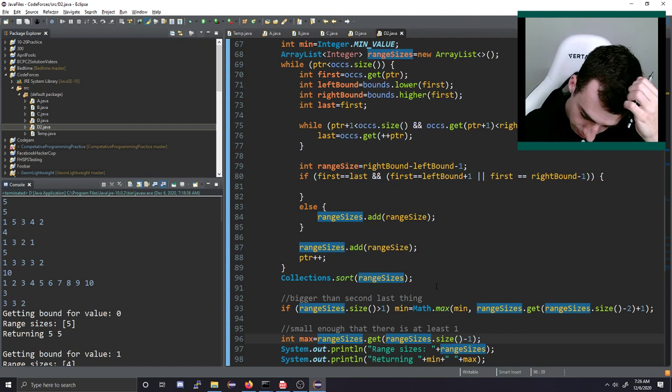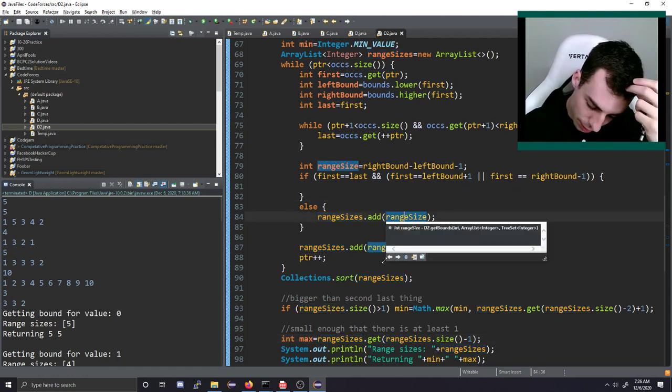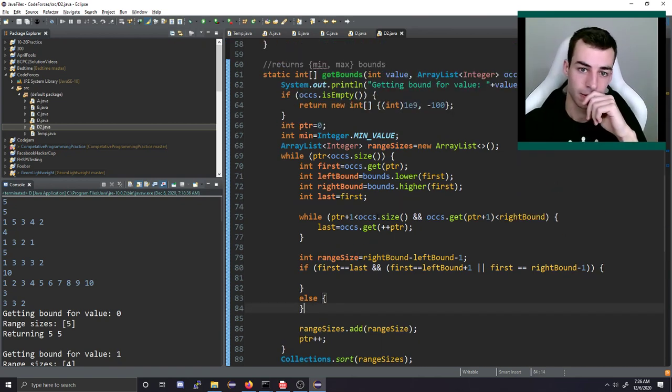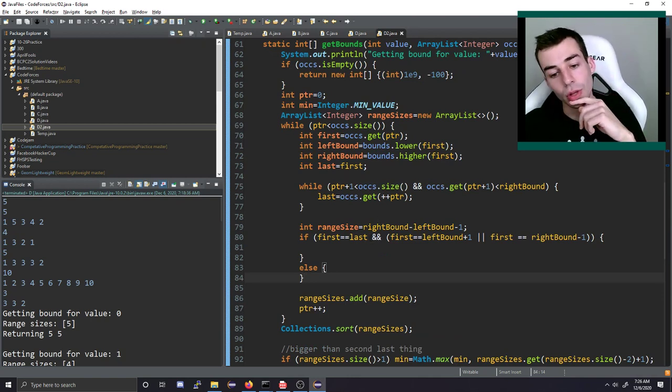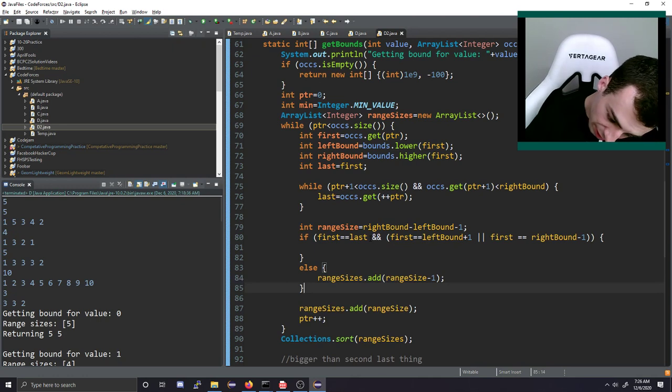No, this doesn't work because it's got to be bigger than the second biggest range, actually. Range size minus 1 though. Yeah, so you have to be at least that. Or do you have 2?